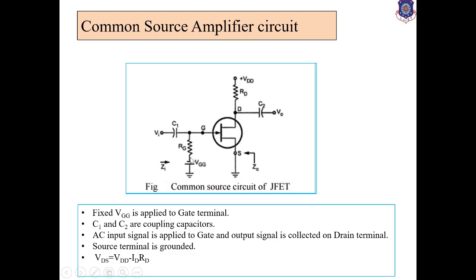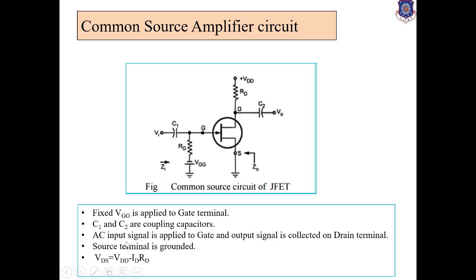Here I have applied the VGG. The arrow of the gate terminal is inside the symbol, so this is an N channel JFET. So for proper working we should apply a negative gate voltage, so I have connected the negative terminal to the gate. So a fixed gate voltage is applied to the gate terminal, which is denoted by VGG. Next point, C1 and C2 are coupling capacitors. Two coupling capacitors are used for applying the sine wave input and for taking out the output at the output terminal.